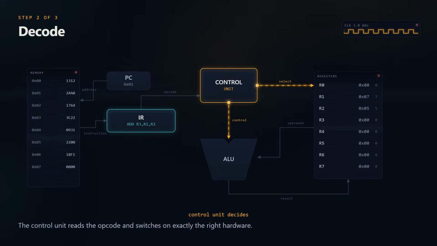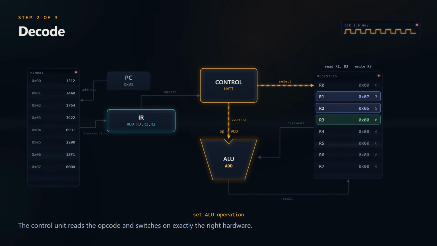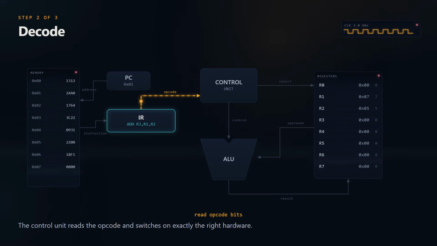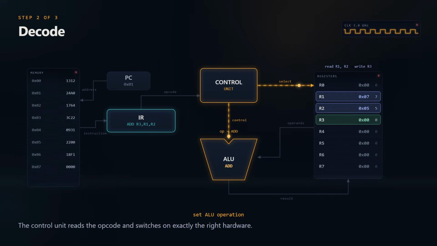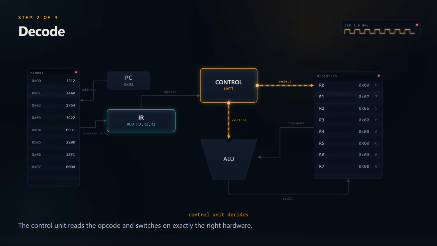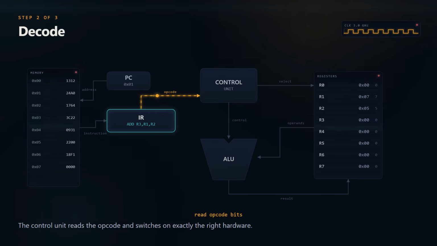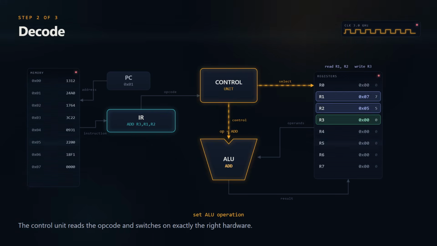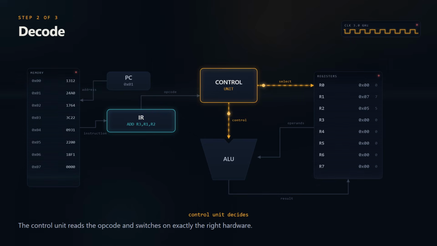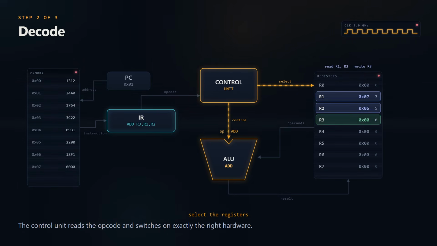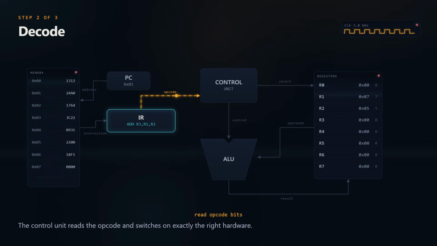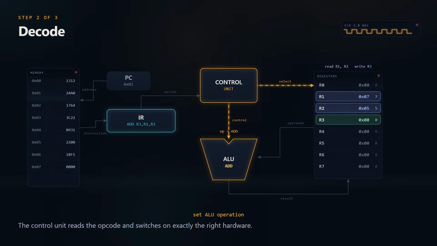Step 2 is decode. The instruction is still just bits, so something has to make sense of it. That is the control unit. It looks at the opcode and works out what this instruction actually means. Then it switches on exactly the hardware needed. Here the opcode says add, so the control unit tells the ALU to get ready to add, and tells the registers which 2 to read and which 1 to write. Decode does not move any data yet. It sets the path. Think of it as throwing the switches before the train runs.